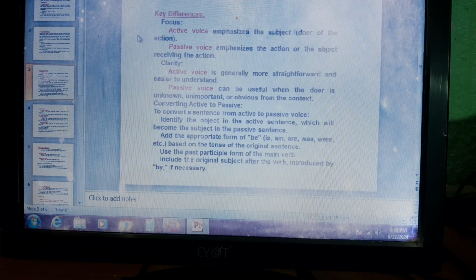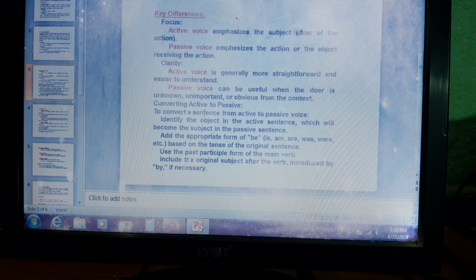Key difference: focus. Active voice emphasizes the subject, the doer of the action. Passive voice emphasizes the action or the object receiving the action. Clarity: active voice is generally more straightforward and easier to understand. Passive voice can be useful when the doer is unknown, unimportant, or obvious from the context.